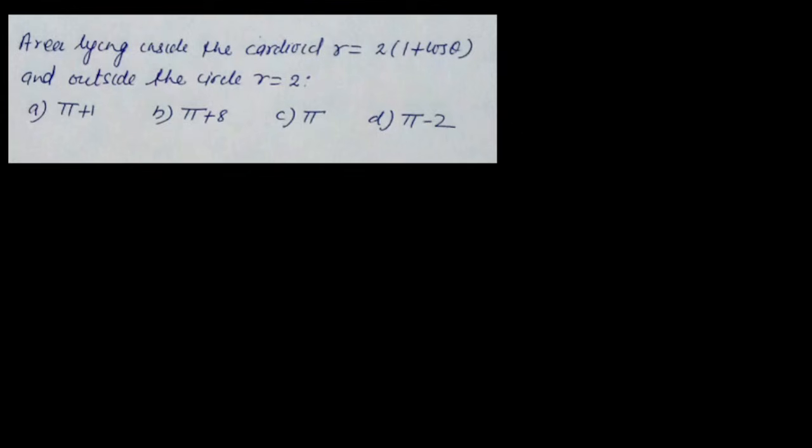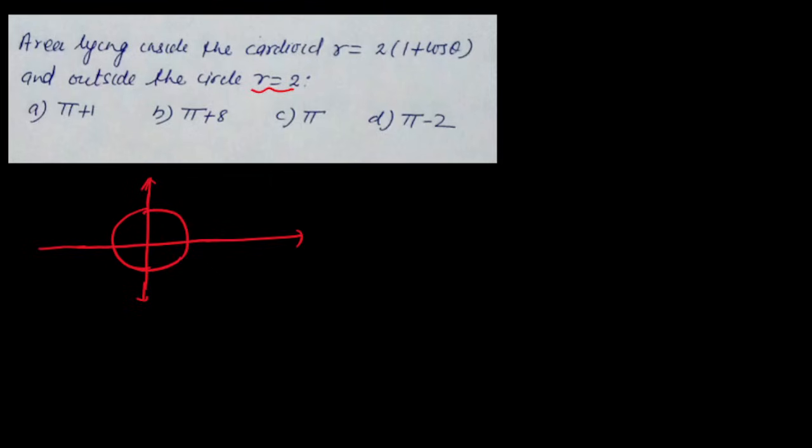So area lying inside the cardioid, this is another interesting question, and outside the circle. So cardioid is a curve which looks like this. I'm not going into the detail of how it can be drawn, otherwise it will become too complicated. And r is equal to 2 is a circle. So first of all, let me draw the circle r is equal to 2, right? So the circle r is equal to 2 will look like this.